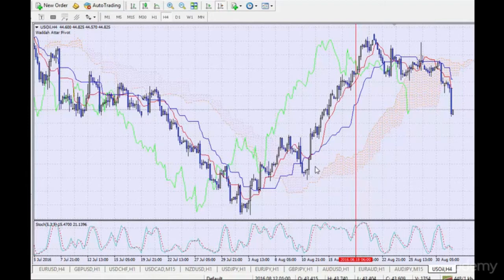So you can combine the Ichimoku with the stochastic, which means whenever the stochastic is oversold and we have the red line crossing the blue line, that's a buy signal, and the stochastic oversold is also a buy signal. Whenever you have those two things combining, that's a good time to place a buy order. So that's how you can use the Ichimoku to help you with trading Forex.